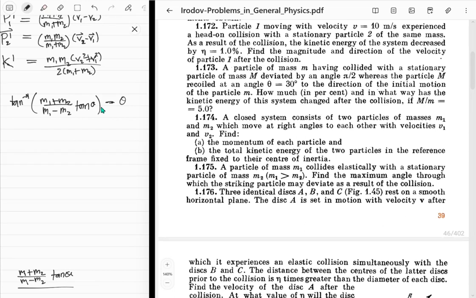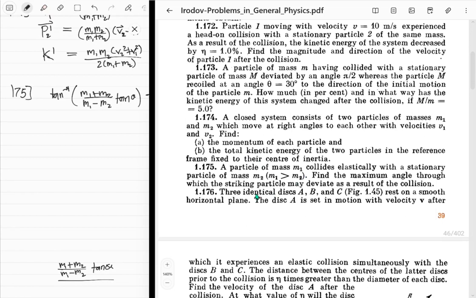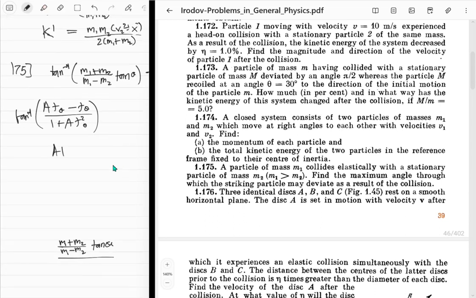So it was 175. So m1 is bigger than m2 as expected, so that this will be positive and everything. Let's call this thing a or something. So we'll just say it's going to be tan inverse of a tan theta minus tan theta upon 1 plus a tan square theta, right? Which is a minus 1 tan theta, and then that upon this thing.